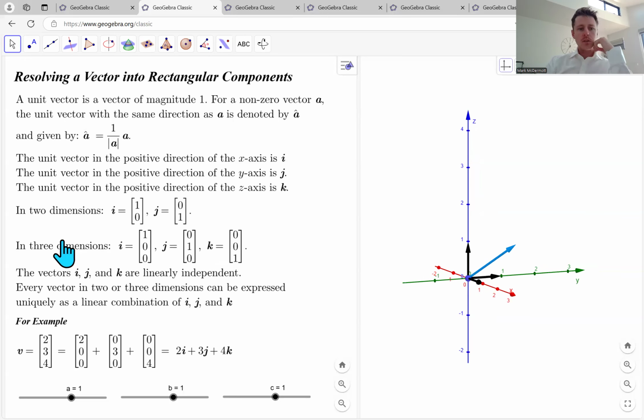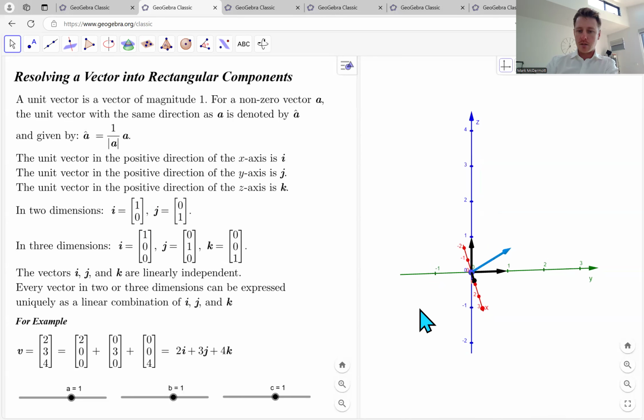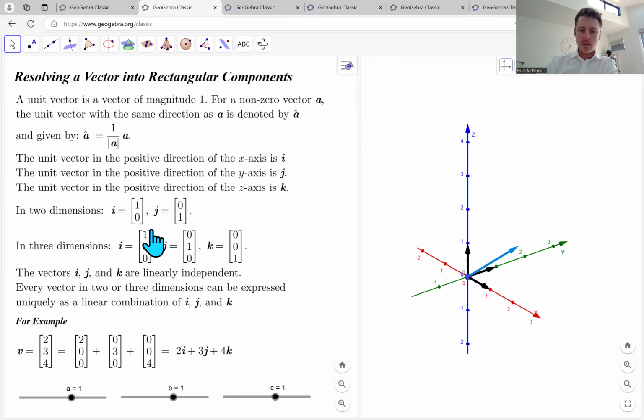Okay, so in 2 dimensions, we can say the following. The unit vector i as a column vector would be (1, 0), and the unit vector j would be (0, 1). In 3 dimensions, like we have here, the unit vector i is (1, 0, 0), j is (0, 1, 0), and k is (0, 0, 1).